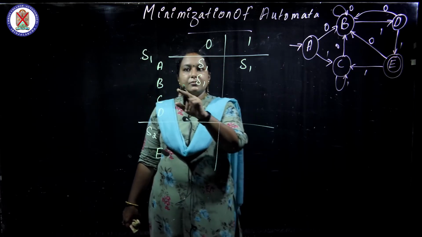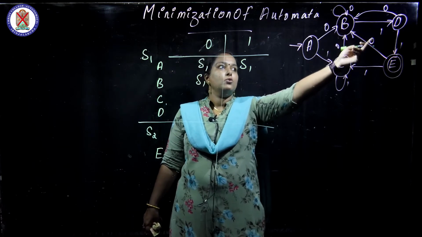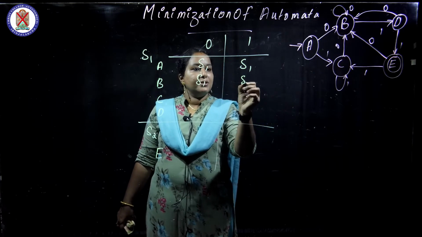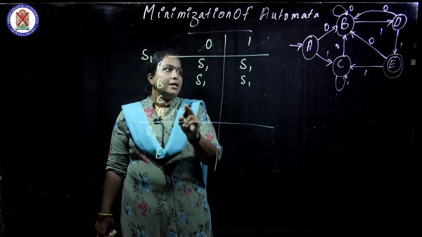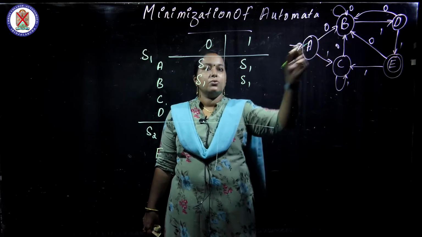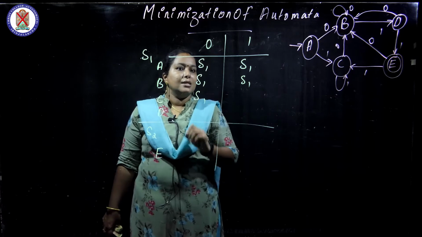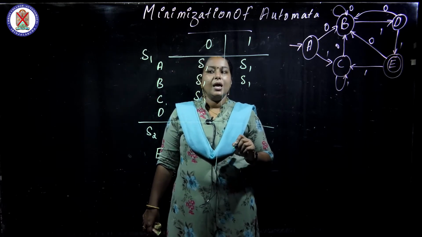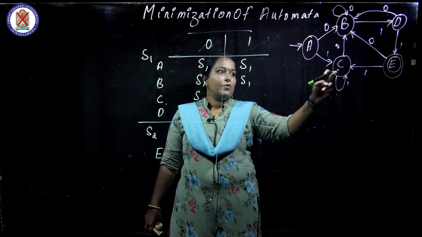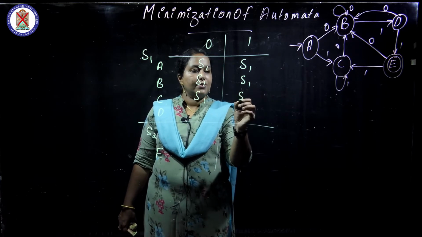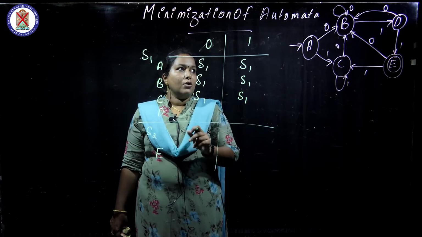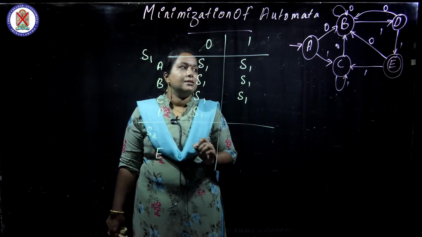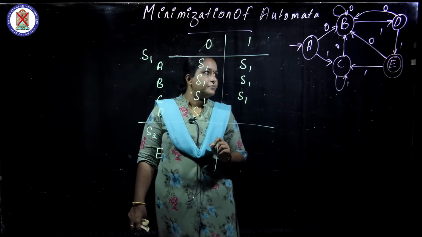Okay. Next, B on 1 goes to D. D is also in S1, so I mark it S1. Next one, C on 0 goes to B, that is in the set S1. Okay. C on 1 goes to itself, that is also in the set S1. Next one, mark for D. D on 0 goes to B, that is in the set S1.